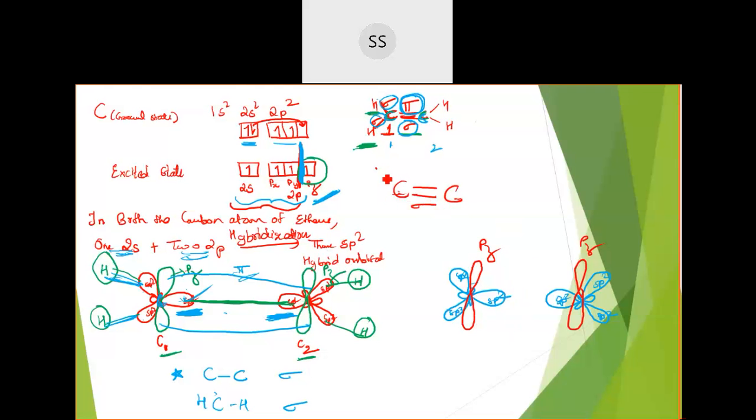And on the other side you have two hydrogen atoms. So that means one hydrogen atom should overlap with the hybrid orbital of the carbon atom. This side also: two hydrogens on one carbon and again two hydrogens on another carbon atom. They should overlap.